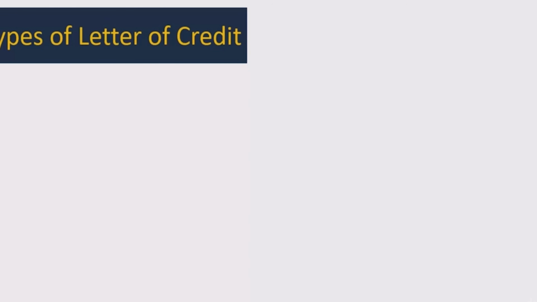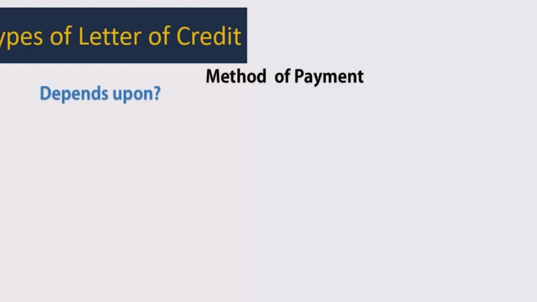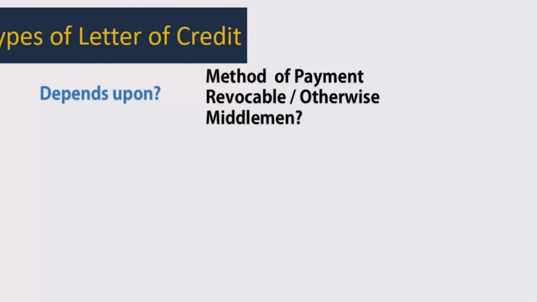Let's have a look at the types of letter of credit. Now, types of letter of credit would basically depend upon the method of payment, whether the LC is revocable or not, whether any middleman is involved or not, or whether any other transactions are involved or not. Okay, so it depends upon all this.